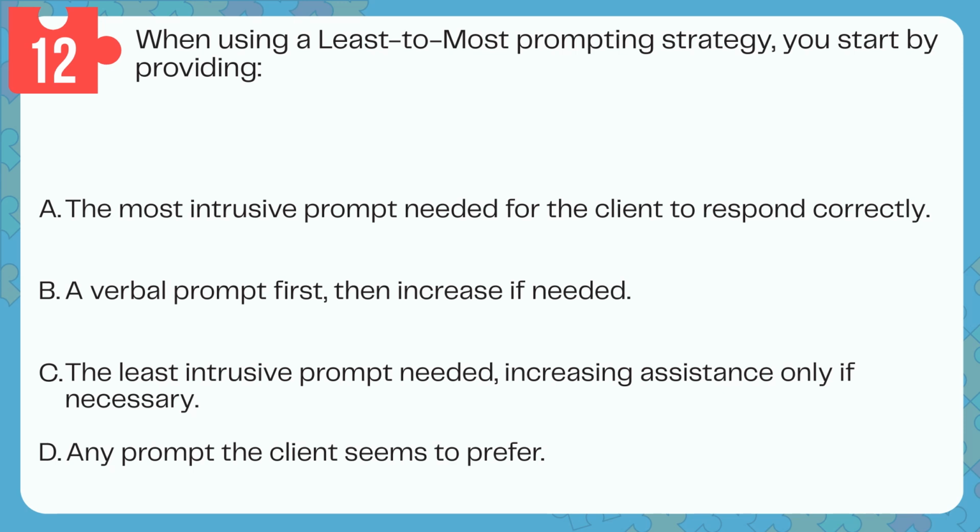Question 12. When using a least to most prompting strategy, you start by providing A. The most intrusive prompt needed for the client to respond correctly. B. A verbal prompt first, then increase if needed. C. The least intrusive prompt needed, increasing assistance only if necessary. D. Any prompt the client seems to prefer.